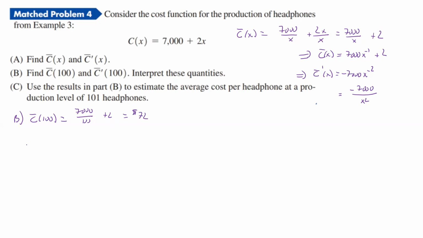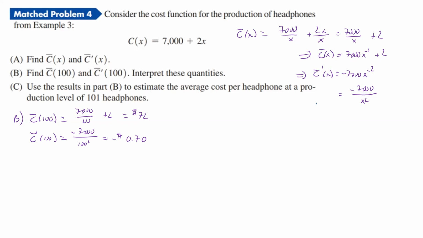Now, what is C bar prime of 100? If I plug in 100 into the x squared form, it's going to be a bigger number. So it's going to be negative 7,000 divided by 100 squared. That has 4 zeros and we only have 3 there, so move the decimal one place. That's going to be negative 0.7, and that's what C bar prime is.